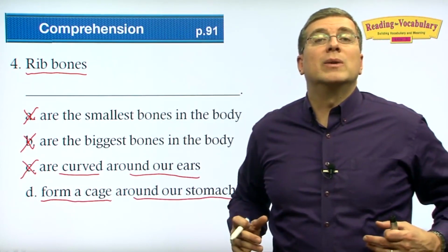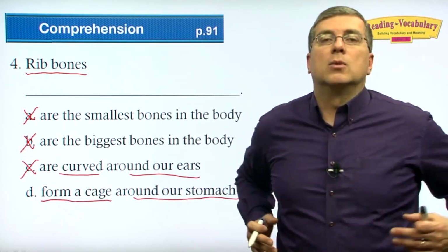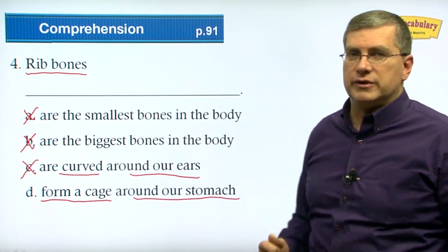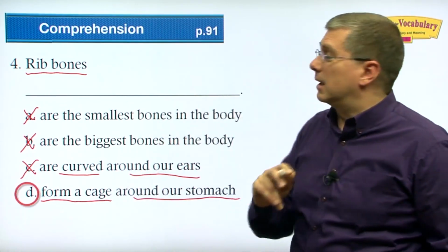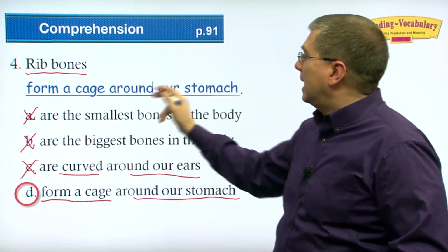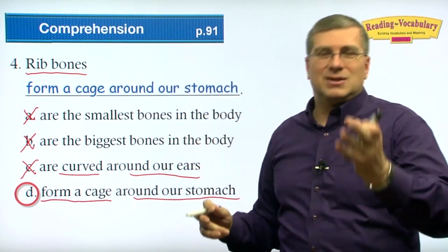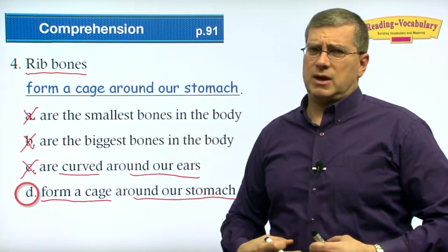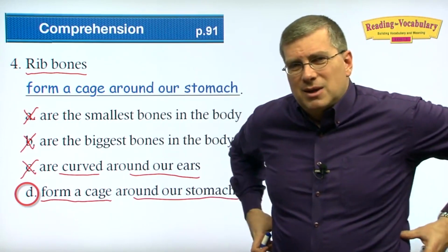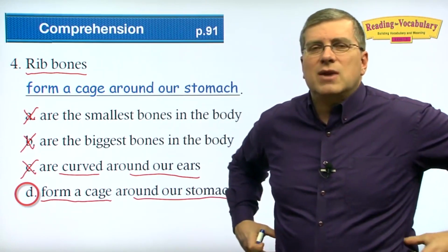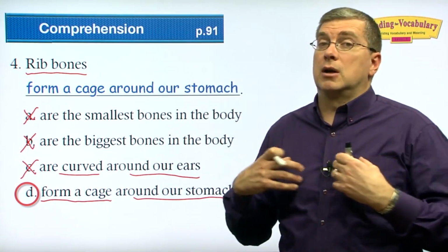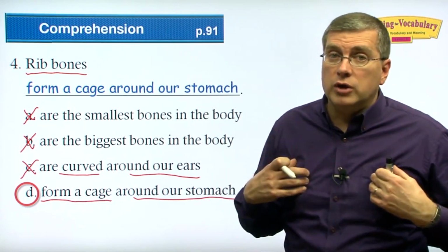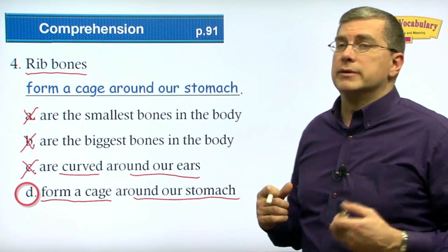D. Rib bones form a cage around our stomach. Okay, that's what the reading passage said, that the rib bones form a cage around your stomach. So D is the right answer according to the reading. Now, yes, you can say the front of the stomach isn't protected, but think about the back and the sides, you've got rib bones around your stomach in that way. But really, your rib bones form a cage around your heart and your lungs and your other organs.